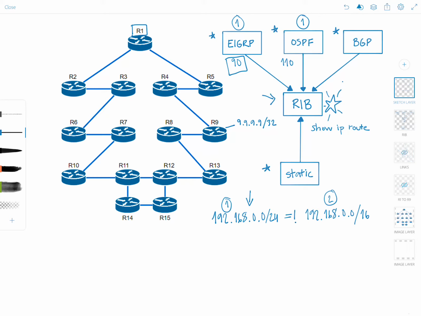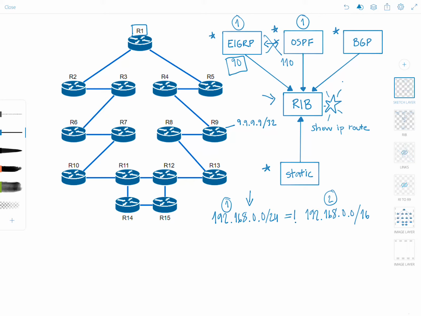Okay, and then finally, number three, there's the metric. This is the measure used by the routing protocol itself to calculate the best path to a destination, if it learns multiple paths to the same destination. Each routing protocol uses a different metric, so you can't compare them between routing protocols. For example, EIGRP and OSPF use completely different metrics, so you can't compare them between each other. This would not happen.